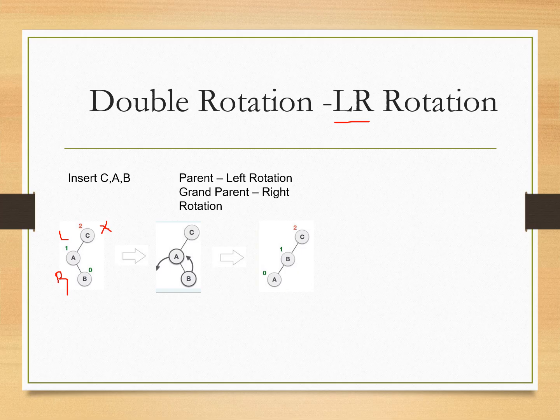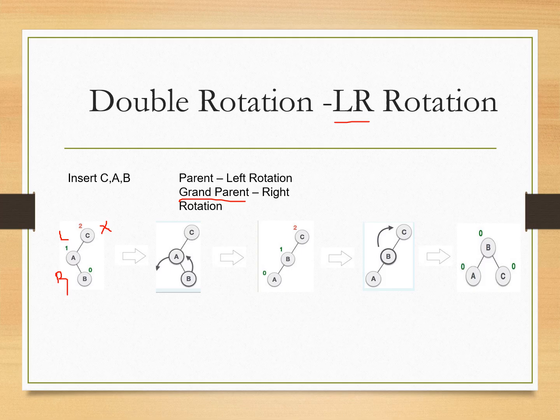Now the left side is heavier. So we need to rotate to the right. Yes. So which one will be rotated right? We have already seen the grandparent. So what is the grandparent? C. So C has to be rotated to the right. So when C is rotated right, B will come to the top, A to the left and C to the right. Now if you check for the balancing factor, it is 0 for all the nodes and the height is balanced.